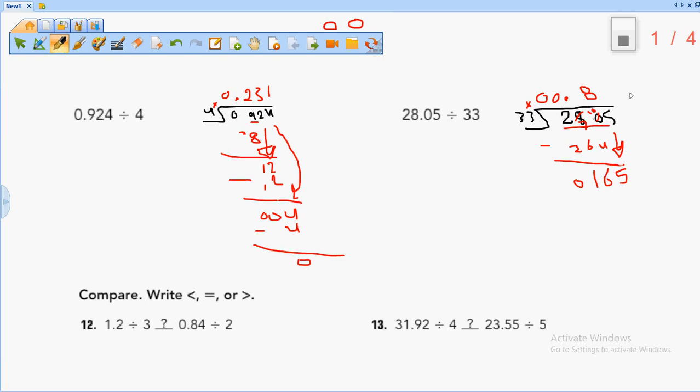16 divided by 3, the closest number is 5. 5 by 3 is 15. 5 by 3 again, 15 with 1, 16. Look, I got the same number. So the answer is 0 after subtracting. So the answer here is 85 hundredths.